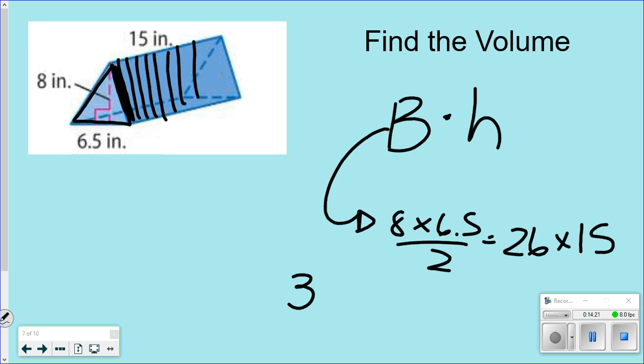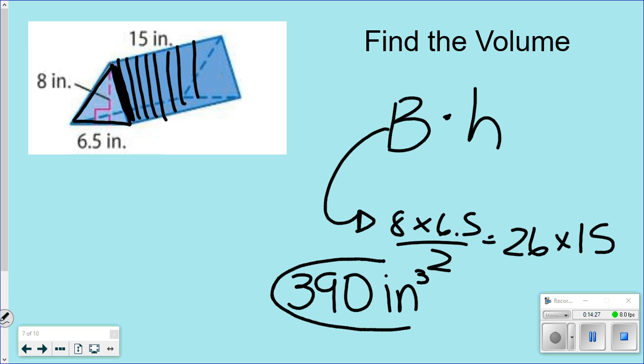And you should get 390 inches cubed. Careful, because sometimes... So I took, you did all of it together and then divided by 2? No, I took 15 times 6.5. And I still got... Yeah, that's what another kid in my other class did too. Will it always turn out that way? I don't know, that's a good question.